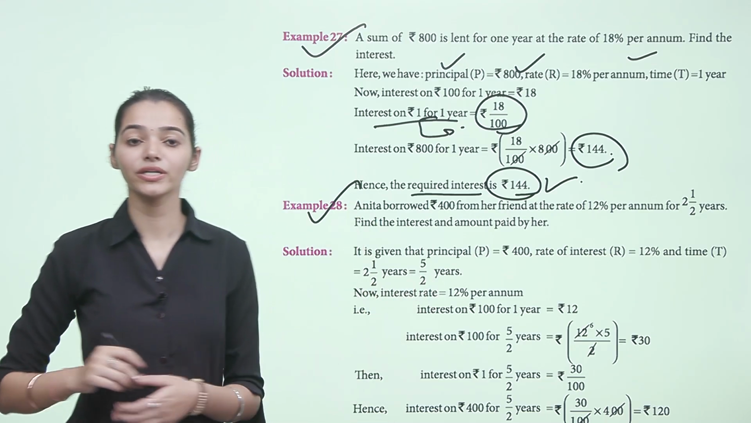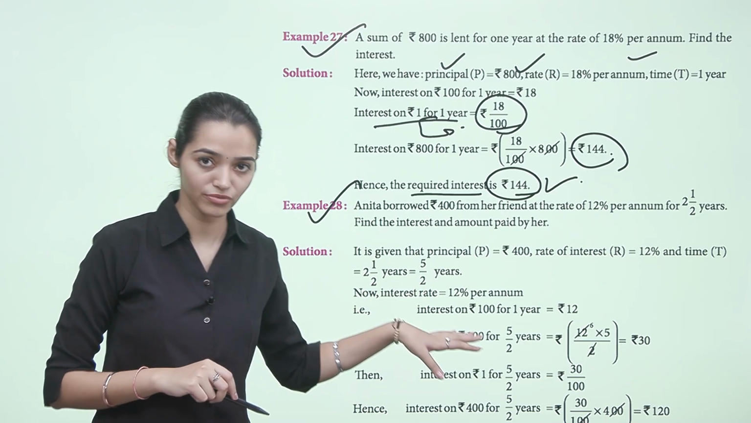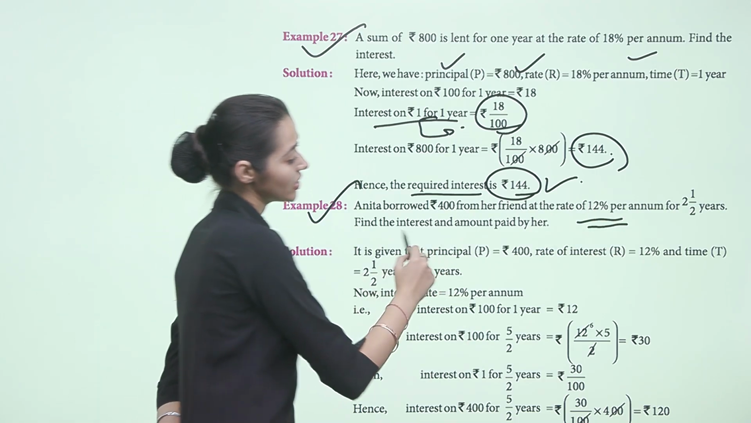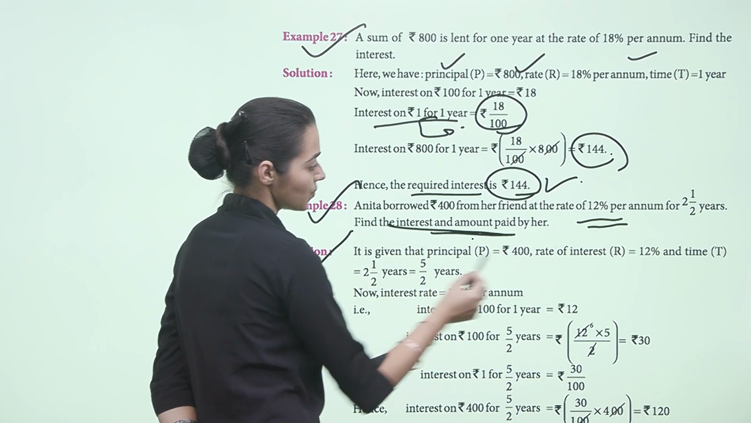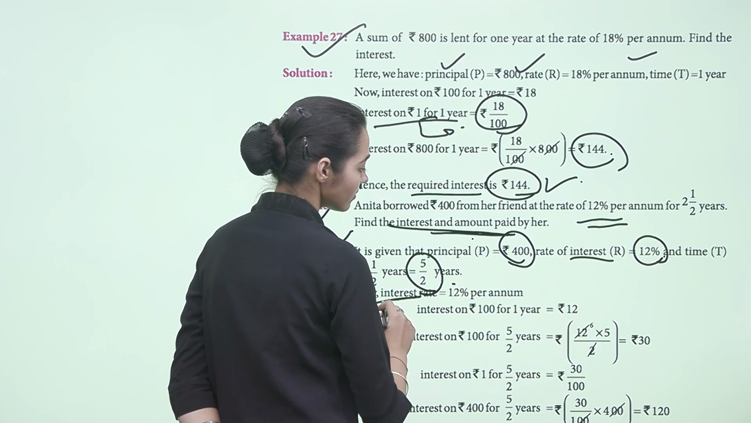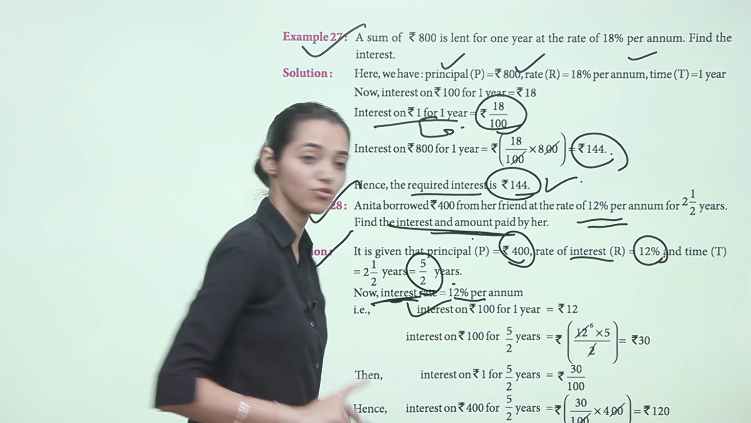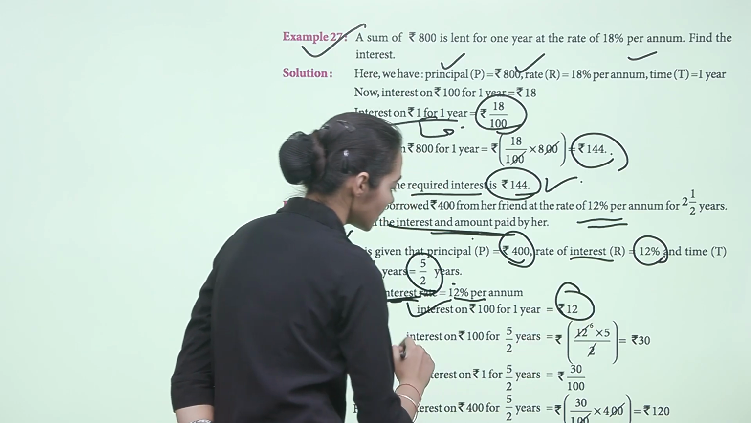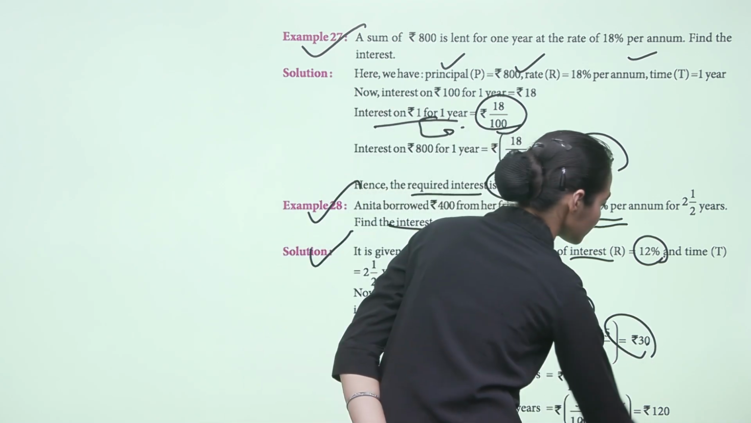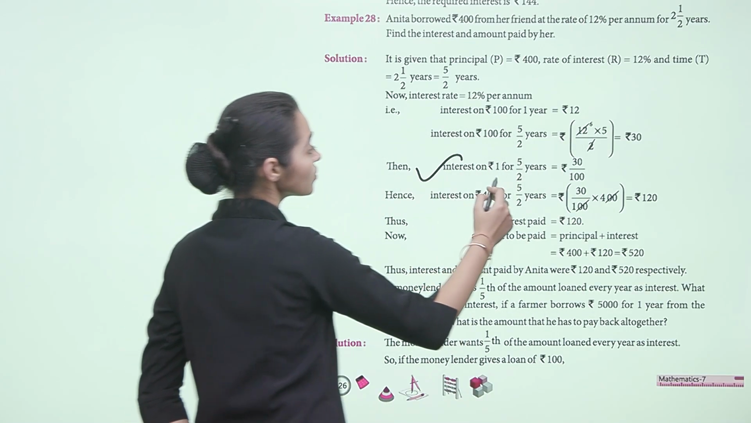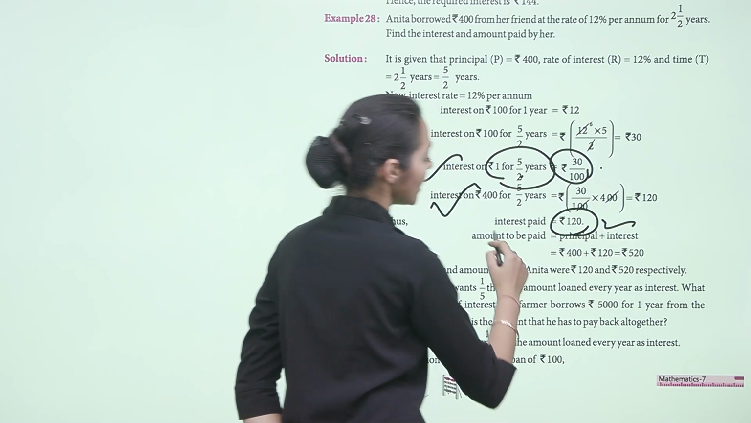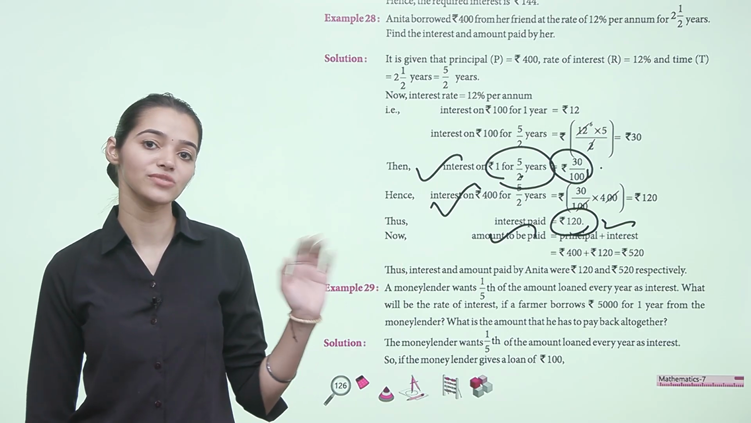Now in example number 28, Anita borrowed 400 from her friend at a rate of 12% per annum for 2.5 years. We have to find the interest and the amount paid by her. So principal is 400, R is 12%, time is 5 by 2 years. Interest on 100 for the first year is 12 rupees, and interest on 100 for 5 by 2 years is 30 rupees. So interest on 400 is 30 by 100 into 400, that is 120, and the amount to be paid is principal plus interest, that means 520 rupees.